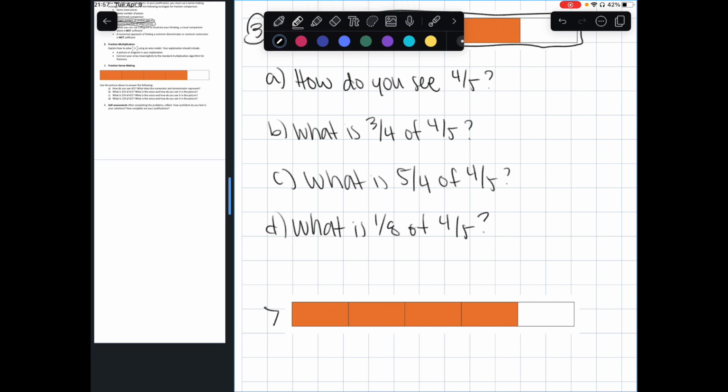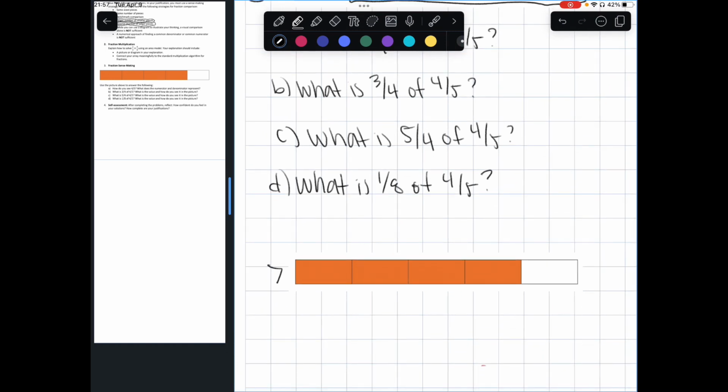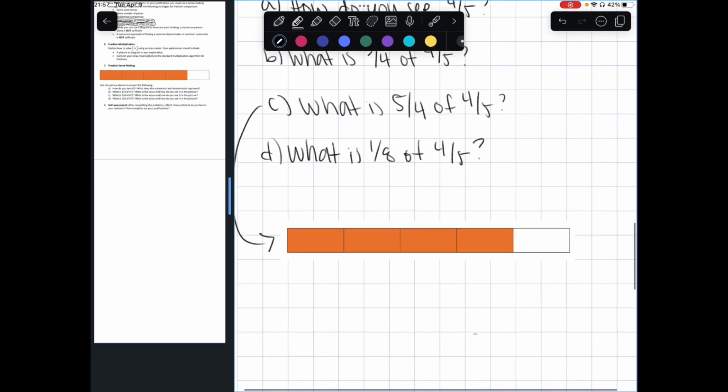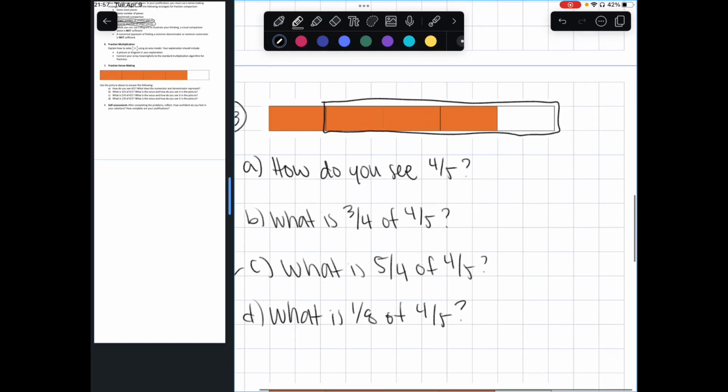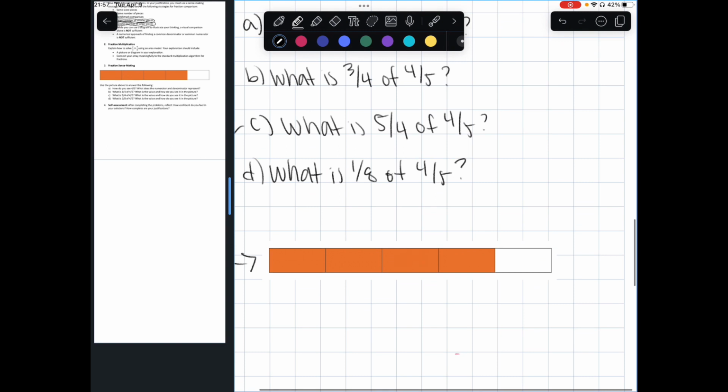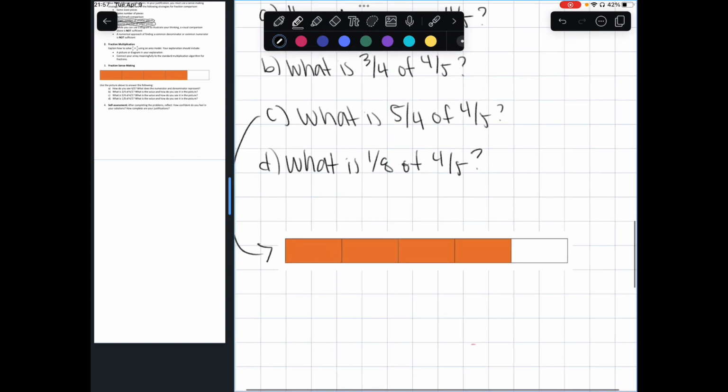And how do we see the value? And what is the value, and how do you see it in the picture? So let's do one of these, because this is the same as up there. So what is 5/4 of 4/5? Right now, looking at it straight away, I can see that this is our whole for 5/4.